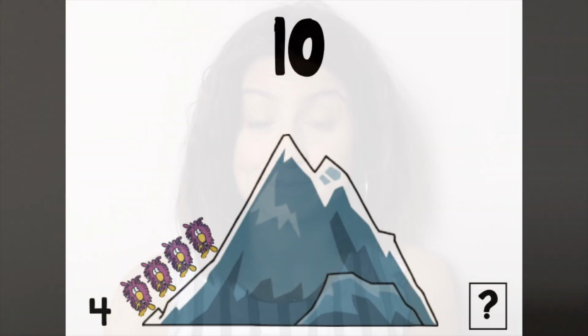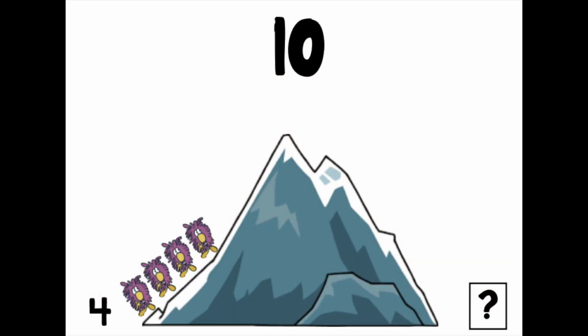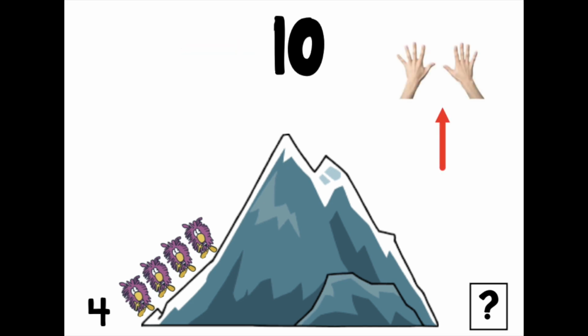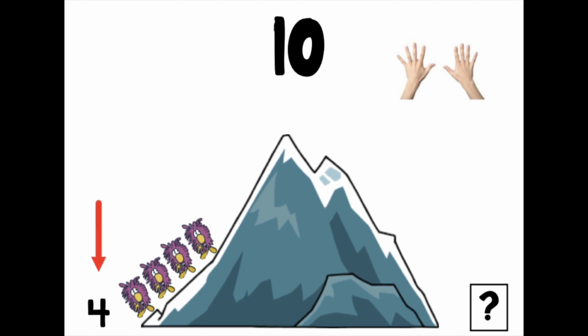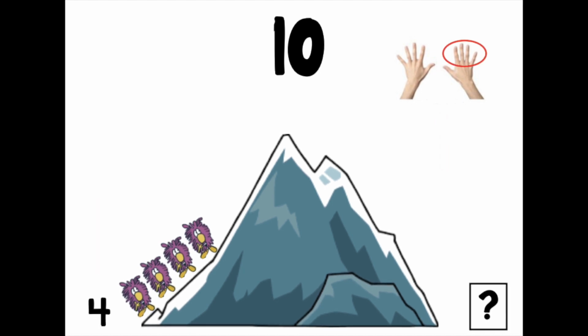I'm going to show you how you find the unknown number on a math mountain. When you come across a math mountain that has an unknown number, the first thing you do is look at the number on top. In this case, the number is a 10. So I put up 10 fingers. And I know that there are 4 tiny tumblers playing on one side, so I'm going to put down 4 of my fingers or take them away.